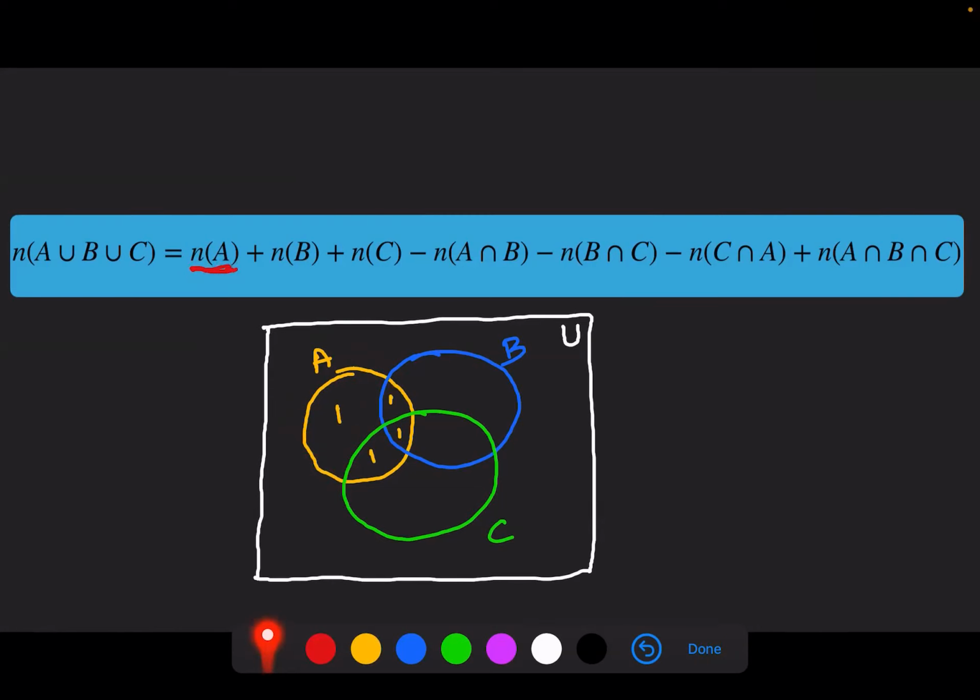Now, when I go to the number of elements in B, I will be counting these, but I'm also counting this again, this again. This one I had not counted earlier, so I count it once, but I'm again counting the ones I've already counted. Do you see that? Now when I go to the number of elements in C, I'm going to count this once, but I'm going to again count this region and this region.